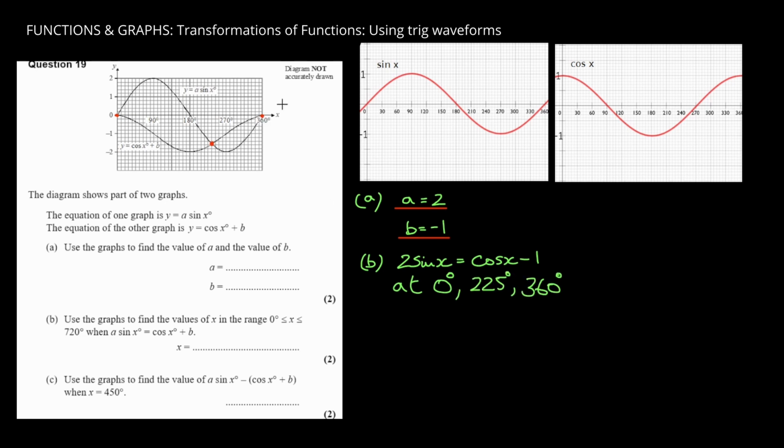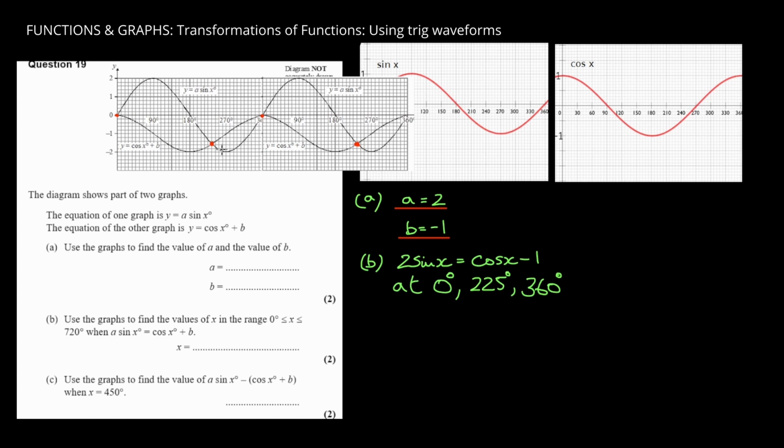These graphs obviously continue on, and as I said, they repeat every 360 degrees. This point here will occur again another 360 degrees further on. So if we just add 360 to our answer here, we will get the next meeting point. And this will be at 585 degrees. And again, the last meeting point will be this point here, which is 360 plus 360. So this is 720. And those should be your answers for part B.